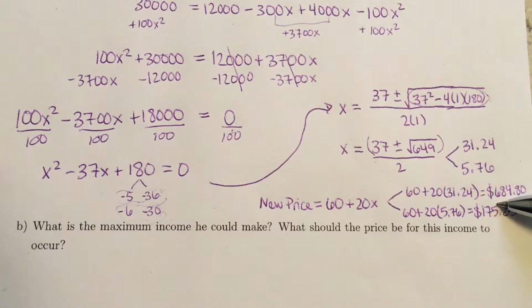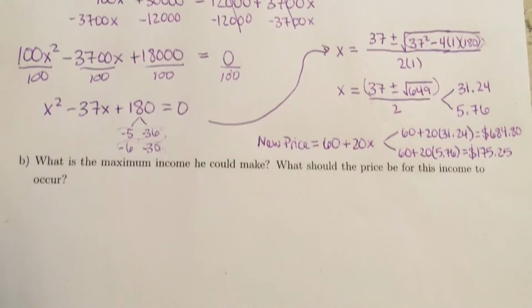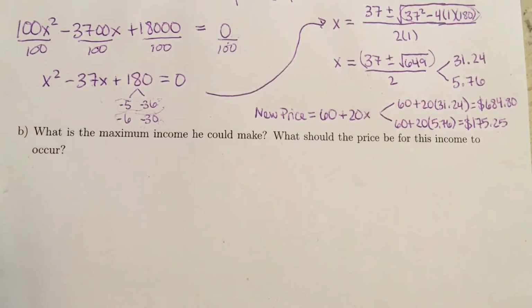And then it's up to the artist of, well, which one should we set? And I hope we sort of get that, well, maybe there's something in between here that would be even better, right? That if I could go with either $175 or $684 or $685, I guess once we round, maybe we should go somewhere in between and try to make even more money. And that's what part B is asking us to do. We want to be able to find, well, what's the maximum income we could make? Because $30,000 isn't it, right? So if I can make more money, let's try to set the price to make the most money.